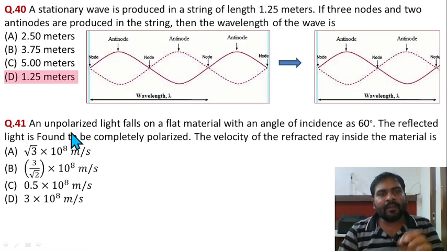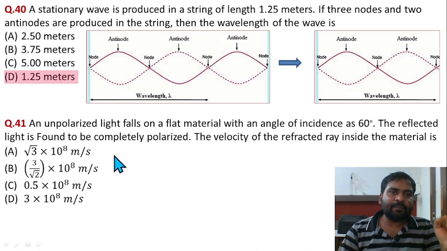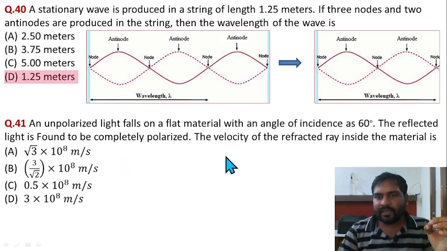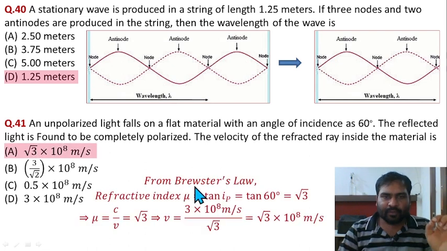Question 41. An unpolarized light falls on a flat material with an angle of incidence of 60 degrees. The reflected light is found to be completely polarized. The velocity of the refracted ray inside the material is? Use Brewster's law: refractive index mu equals tan of the polarizing angle. Polarizing angle is 60 degrees here.